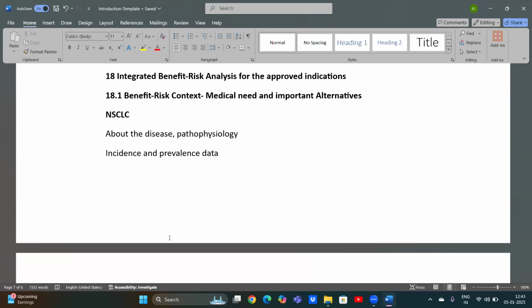About the disease and pathophysiology, it will also be there in the RMP and CSR and everything. In protocols also you can find. But in case you do not have those data, then you can search from open source. I just discussed open source because people will mostly ask, if there is no such source available, then how will you search this data? So you can say we searched from open literature and present the data in this form.